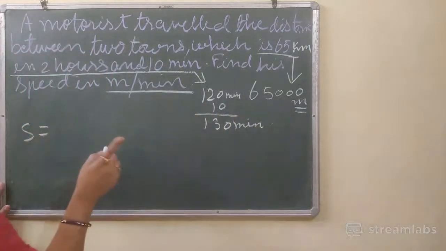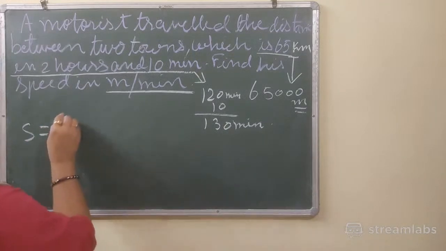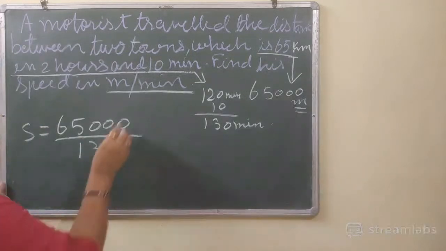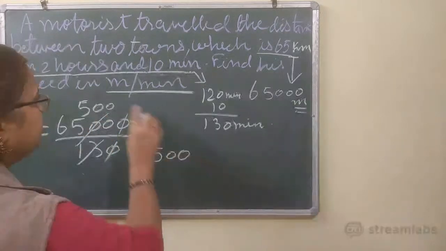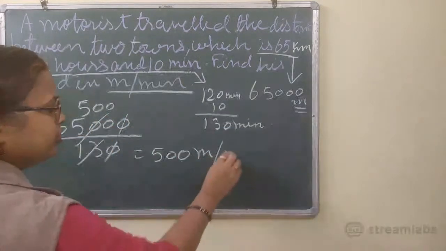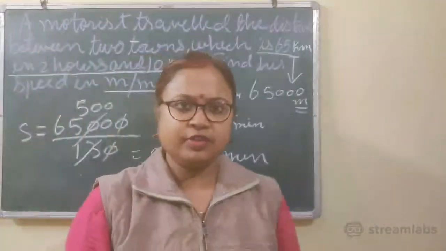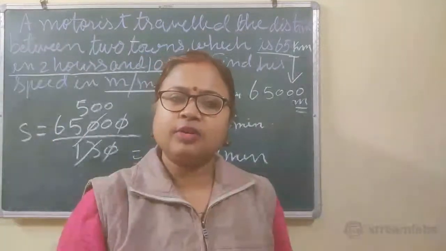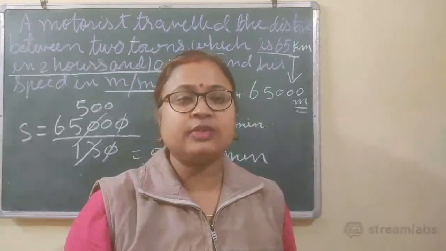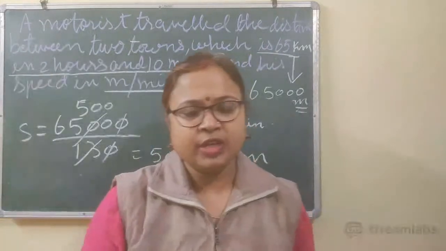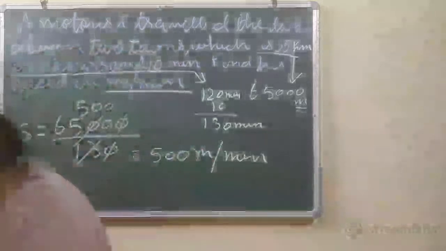Now we will find the speed. So speed is equal to distance by 130. So cancel it. How many? 100 meter per minute. So if you know the basic that I have explained first, then according to the question you can easily solve without making mistake. Okay. To the next question.